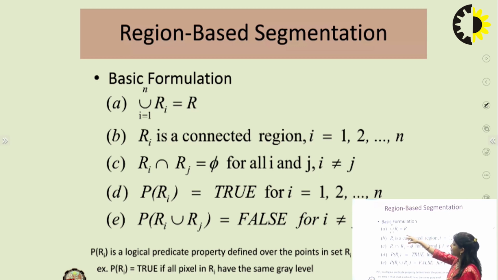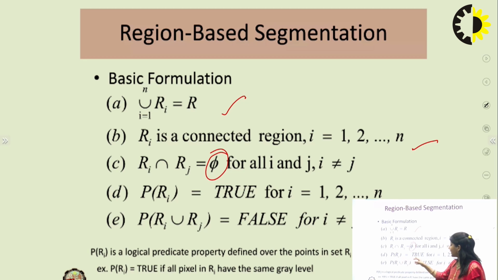Means union of Ri for i equal to 1 to n. Firstly, all pixels will belong to the same region. Then Ri is a connected region, for i between 1 to n. These are all the pixels between 1 to n. Then we have to choose Ri intersection Rj to be null for all i and j. If we separate our region into two regions, Ri and Rj, then there should be no intersection. The intersection means there will be no common pixel.